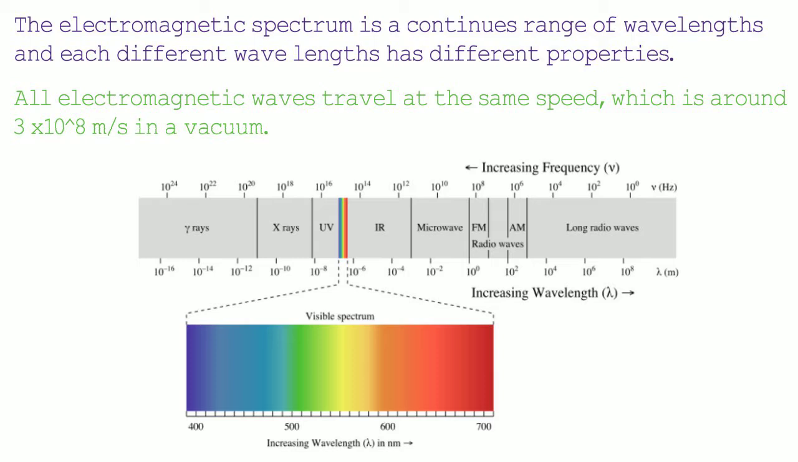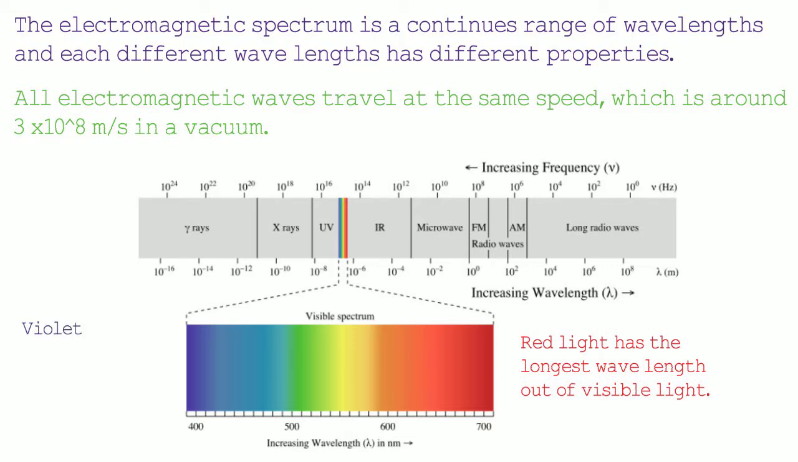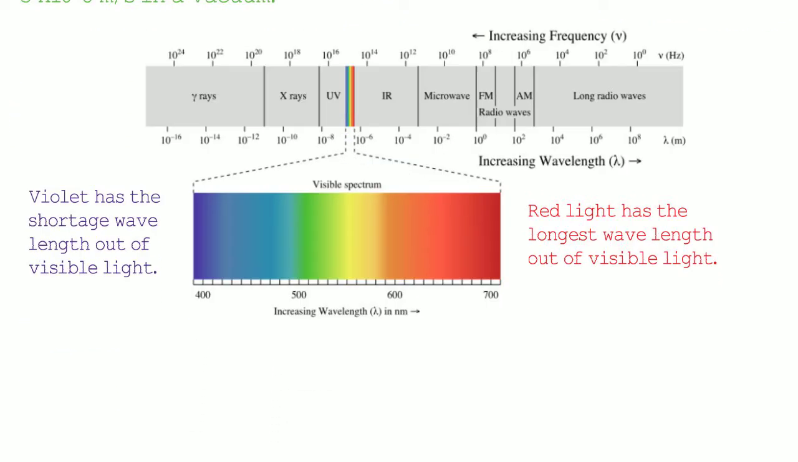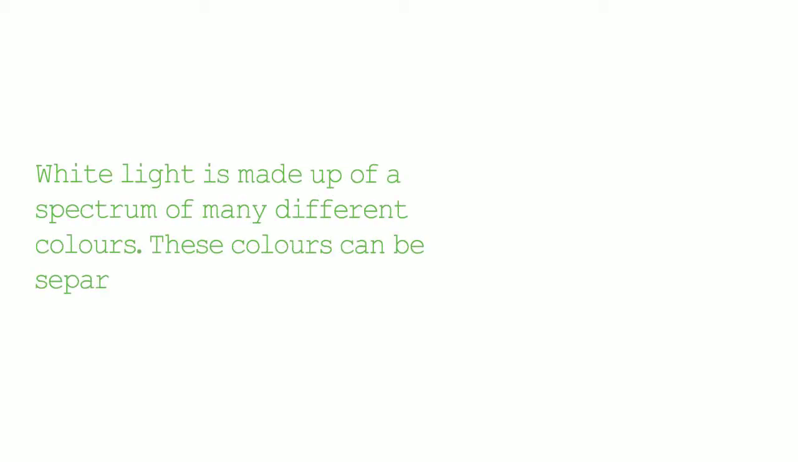So in this video, we're going to be looking at visible light in more detail. Visible light is made up of a spectrum of colours. Each colour has a different wavelength. Red light has the longest wavelength out of visible light, and violet has the shortest wavelength. White light is made up of a spectrum of many different colours.